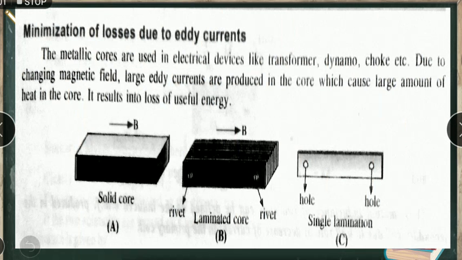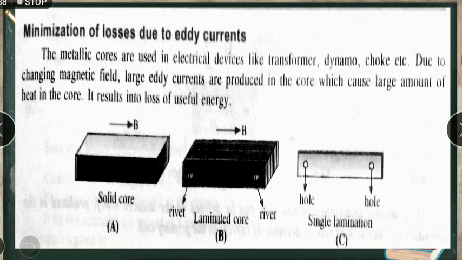Next part, we have seen the advantages and disadvantages. There are certain methods by which we can minimize the losses due to eddy current. Here, in the metallic cores which are used in devices such as transformer, dynamo, etc., due to change in the magnetic field, large eddy currents are produced in the core, which causes a large amount of heat in the core. As a result, there will be a large amount of loss in terms of heat.